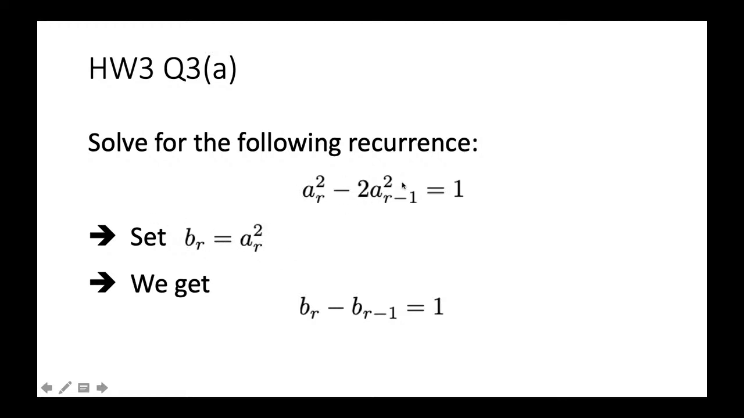Suddenly, this original recurrence will now become a linear recurrence. We get b_r minus 2b_{r-1} is equal to 1. We just solve for b_r, and then we go back and check what a_r is.